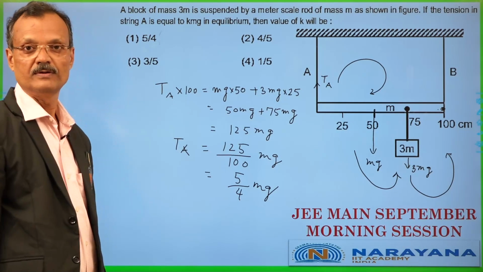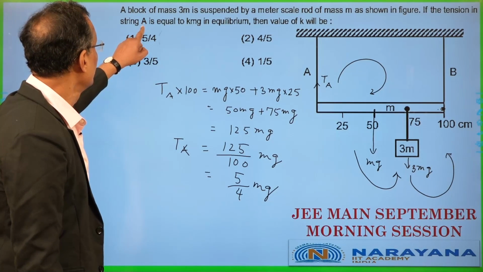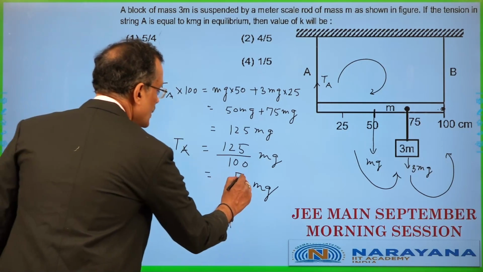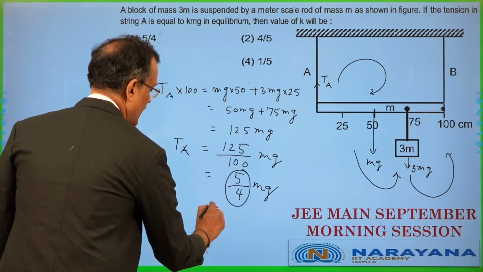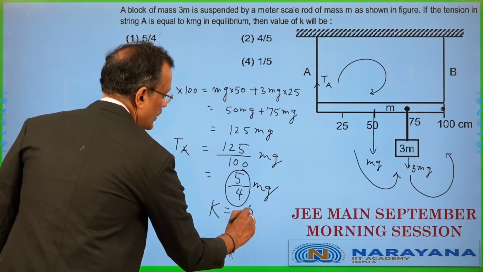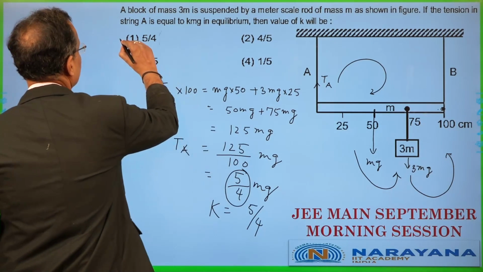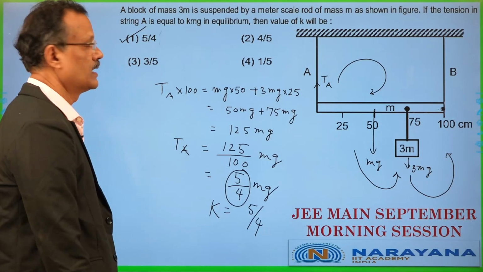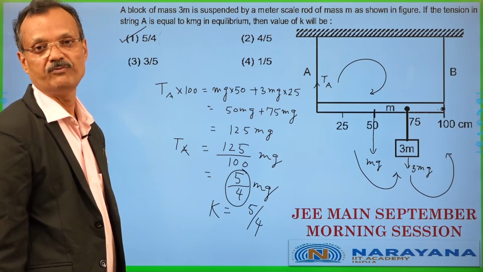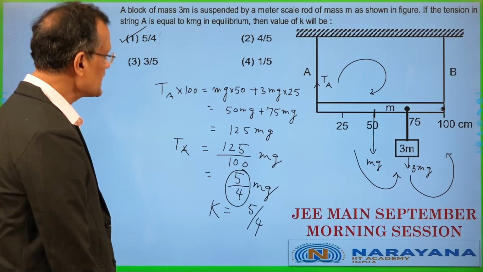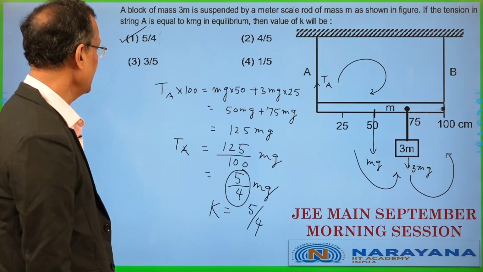Clear to you? They are telling you tension in A is equal to kmg. So this is your K. K equal to 5 by 4. Answer is number 1, 5 by 4. Tell me, is it clear to you? Let us now move to the next problem.